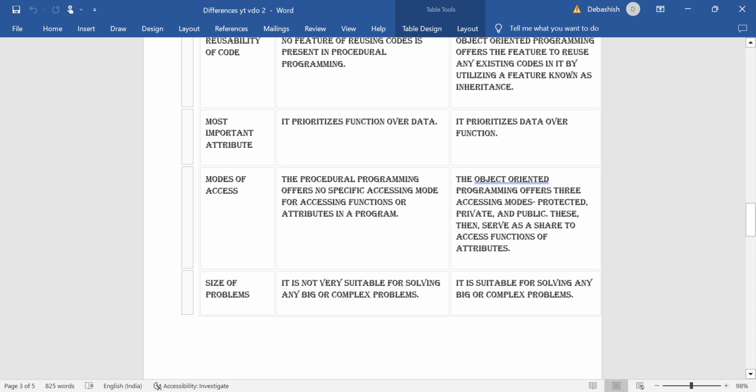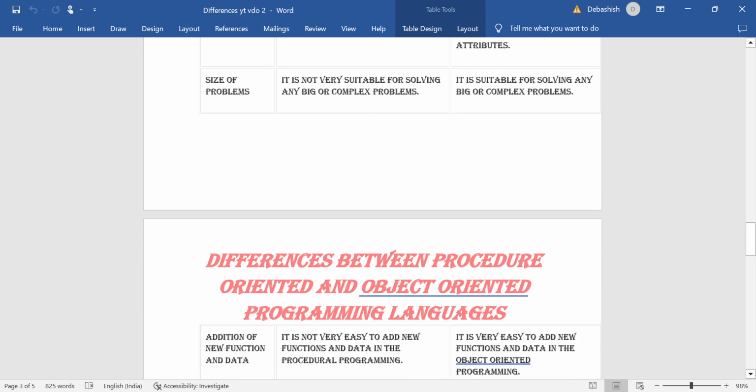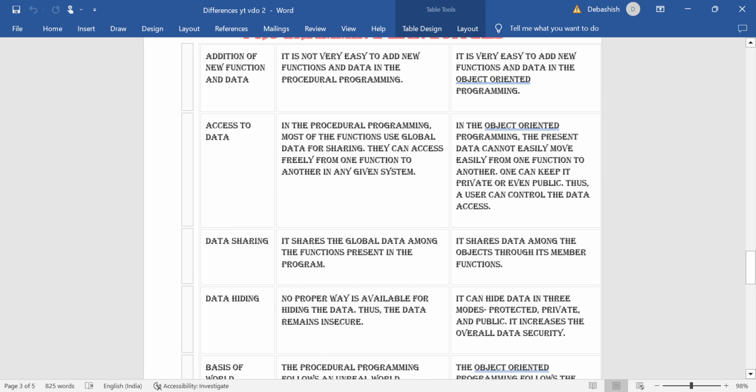The most important attribute. It prioritizes functions over data in procedural programming, while object-oriented programming prioritizes data over functions. Procedural programming offers no specific accessing mode, while object-oriented programming offers three accessing modes: protected, private, and public. The size of problems. It is not suitable for solving big or complex problems in procedural programming, while it is suitable for solving big or complex programs in object-oriented programming.